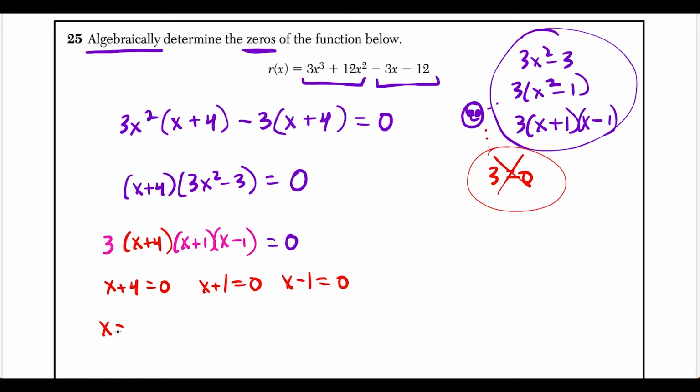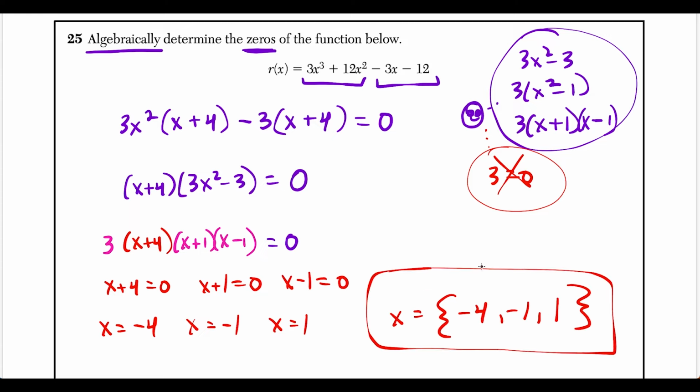And this is going to give you a solution of x equals negative 4, x equals negative 1, and x equals positive 1. So you could just circle all three answers like this, or you could write it as one solution set like this, where we have negative 4, negative 1, positive 1. So here's our answer to question 25.